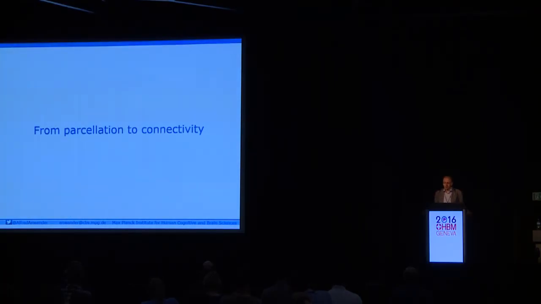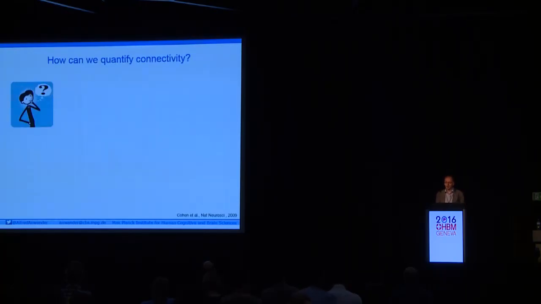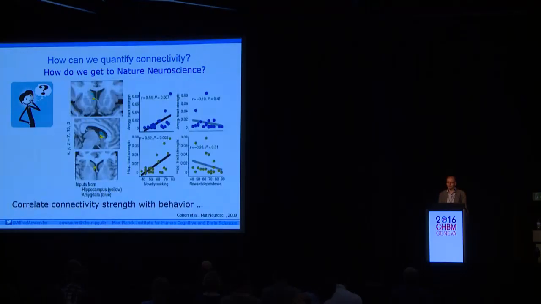Okay, so now we have the parcellation, more or less sharp. How do we go to connectivity? How can we quantify this? If you can quantify the connectivity and use this, then you might get into Nature Neuroscience, as was done in many studies, like here, where they correlated connection strength with behavior. Personality traits like novelty seeking or reward dependency correlate nicely with the connectivity strength between the hippocampus and the amygdala, with the caudate nucleus.